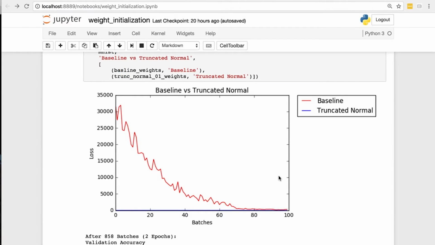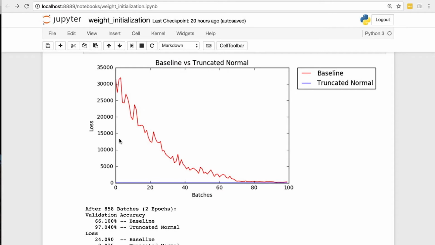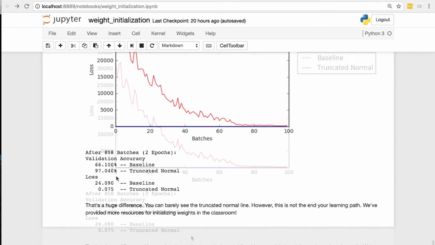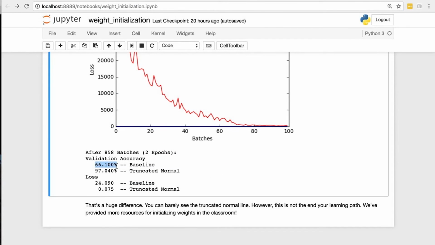Okay, and so finally we can compare where we started, which is using a random uniform distribution from 0 to 1, as compared to our truncated normal distribution. So again, this truncated normal distribution does so well that we can't even see the loss on the scale of our baseline. And we went from about 66% accuracy to 97% just by changing the way we initialized our weights. So you can see it's really important to do this correctly if you want to get the best performance out of your network.